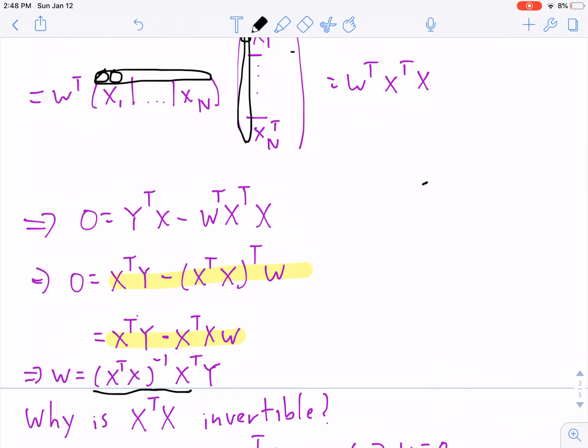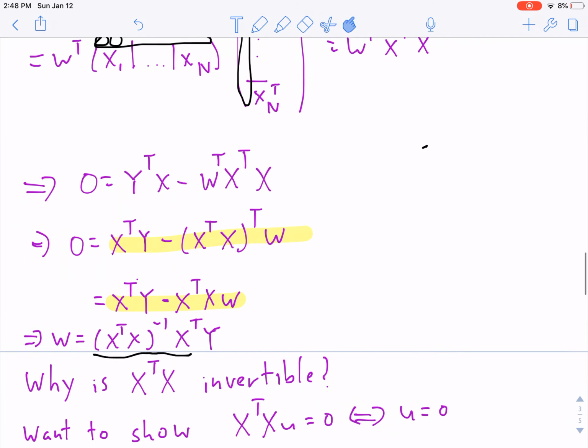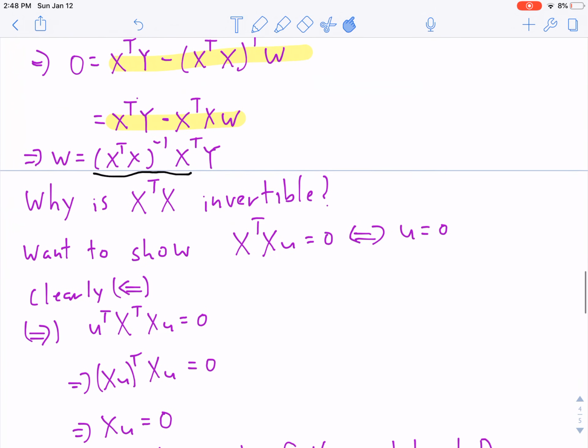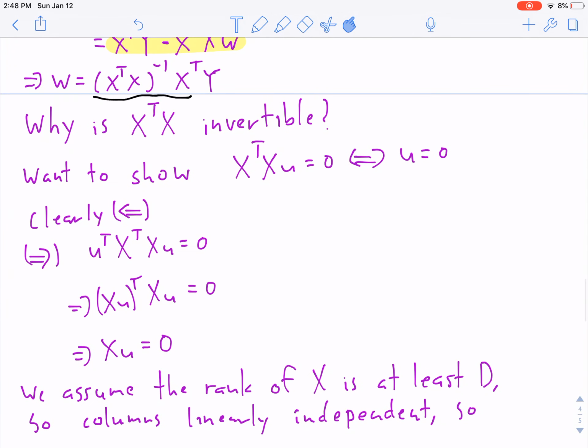But we're not quite done. We should probably check that X^T X is invertible, right? Because not all matrices are invertible. So how do we know this? We want to show X^T X u equals 0 if and only if u equals 0, right? And that's the equivalent condition for being invertible.